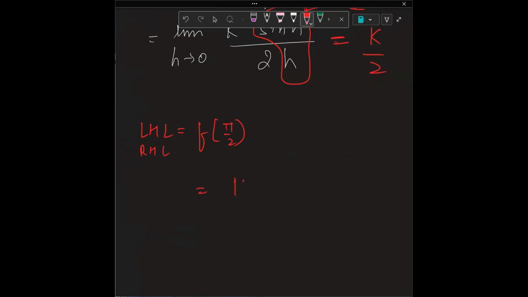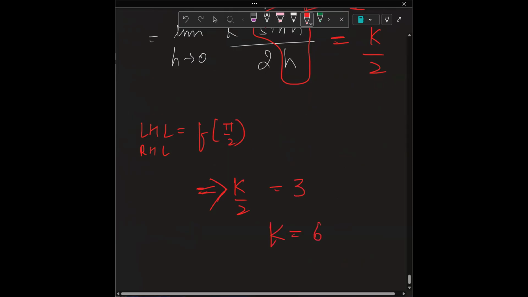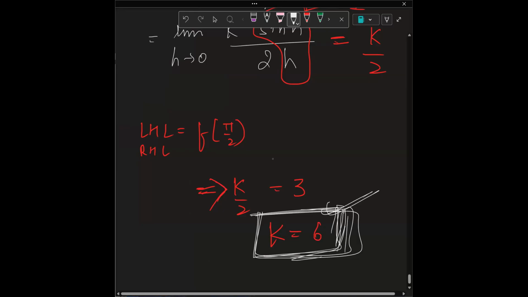So this is k by 2 is equal to 3, and your k is 6. Now I hope you understood how this k is coming out to be 6. समझ आया? Yes, sir.